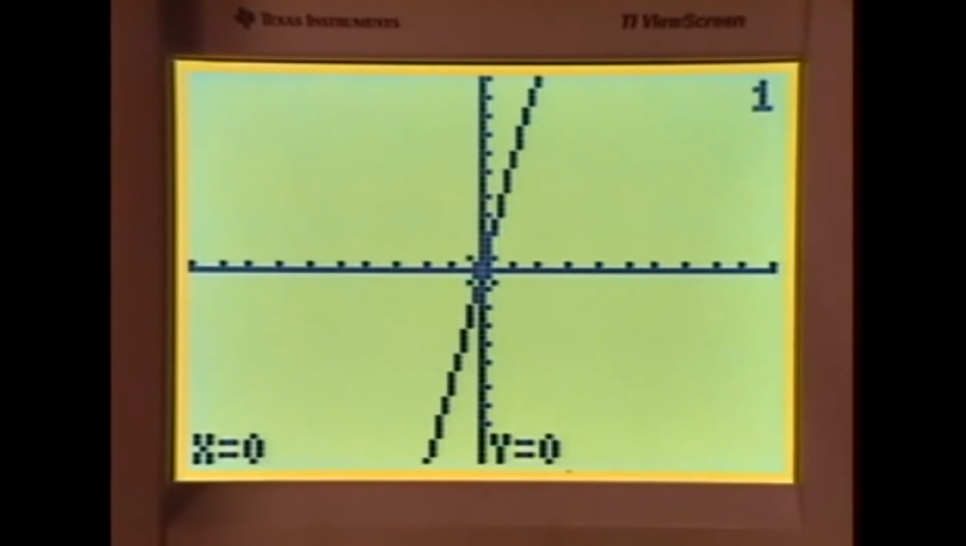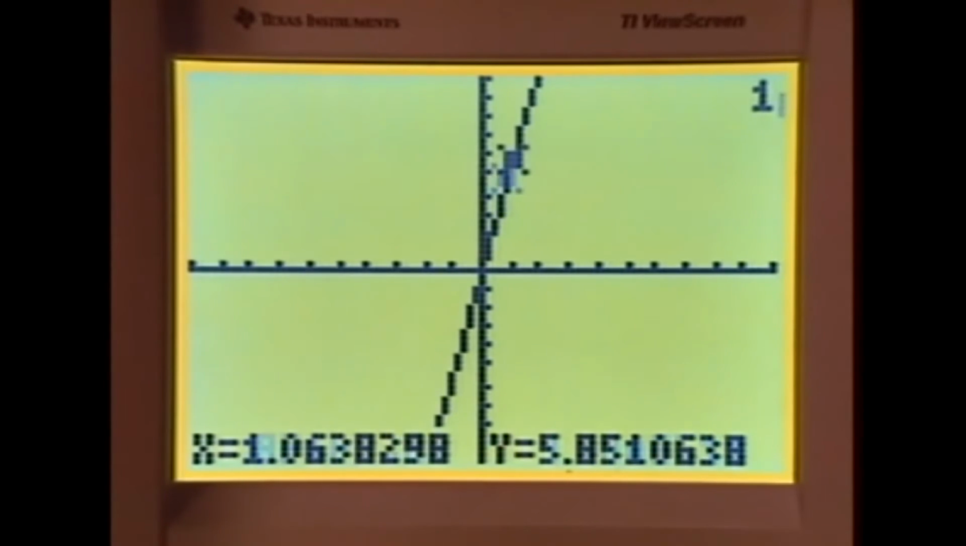And let's trace now. Trace gives you a blinking cursor, which I like to call spider, and it follows the line in the direction you want. If I push the right arrow, it moves it to the right. If I push the left arrow, it moves it to the left.